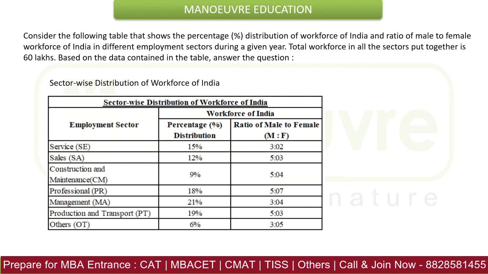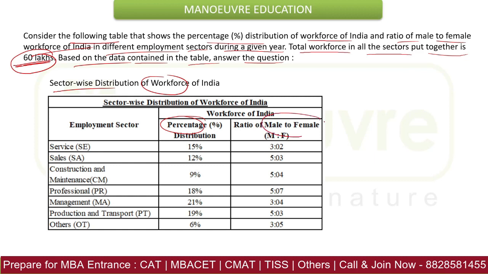Now the next one: consider the following table that shows the percentage distribution of workforce of India and ratio of male to female workforce of India in different employment sectors during a given year. Total workforce in all these sectors put together is 60 lakhs. Based on the data contained in the table, answer the following questions. Now this is the information that is given: sector wise distribution of workforce, total percentage distribution, and the ratio of male to female in various sectors, service, sales, etc. Now let's have a look at the question on the basis of this.